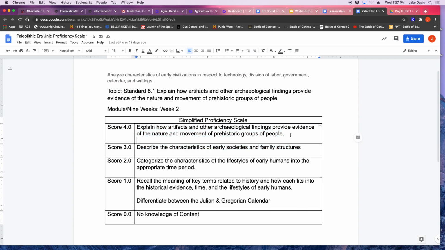And the fourth one we've already spoken about. Explain how artifacts and other archaeological findings provide evidence of the nature and movement of prehistoric groups of people. On that one, that is your 20-point, 8 to 10 sentences essay type answer. We're going to talk more about that tomorrow before the end of class so that you guys are prepared for that. Any questions about our proficiency scale or what's going to be on the test? All right.